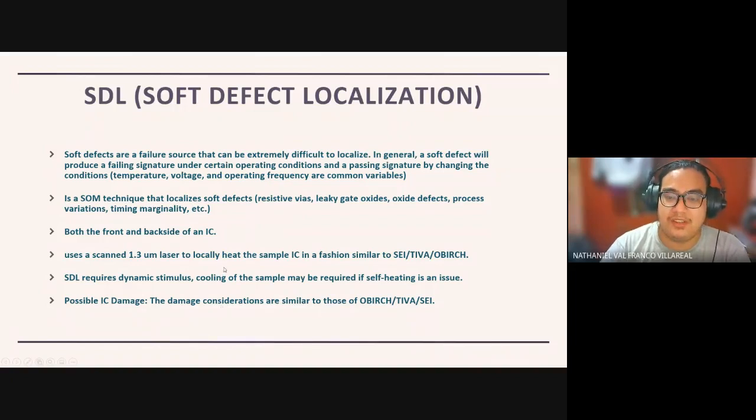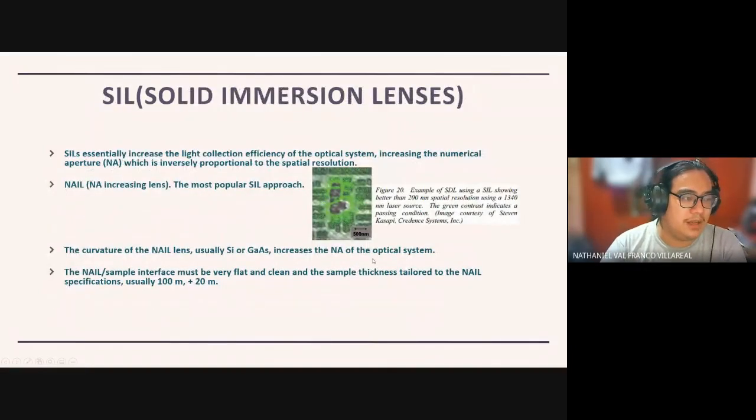Cooling of the sample may be required if self-heating is an issue. As I said before, if the device is showing soft defects, for example heating substantially, then cooling the device so that it can be tested is required. As for possible IC damage, the damage considerations are similar to those of OBIRCH, TIVA, and SEI. As we discussed before, there are no physical damages, but increasing the power will sometimes cause damage.